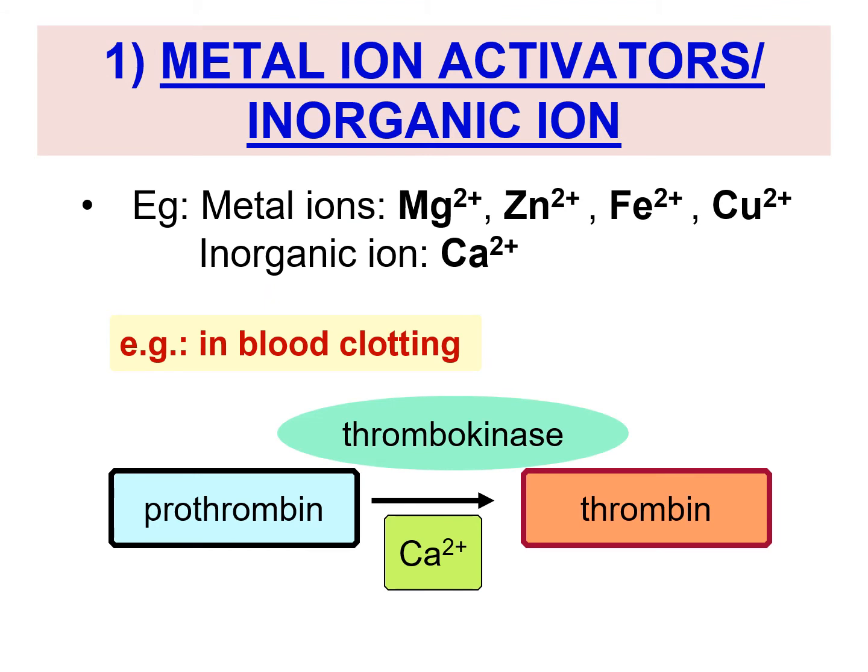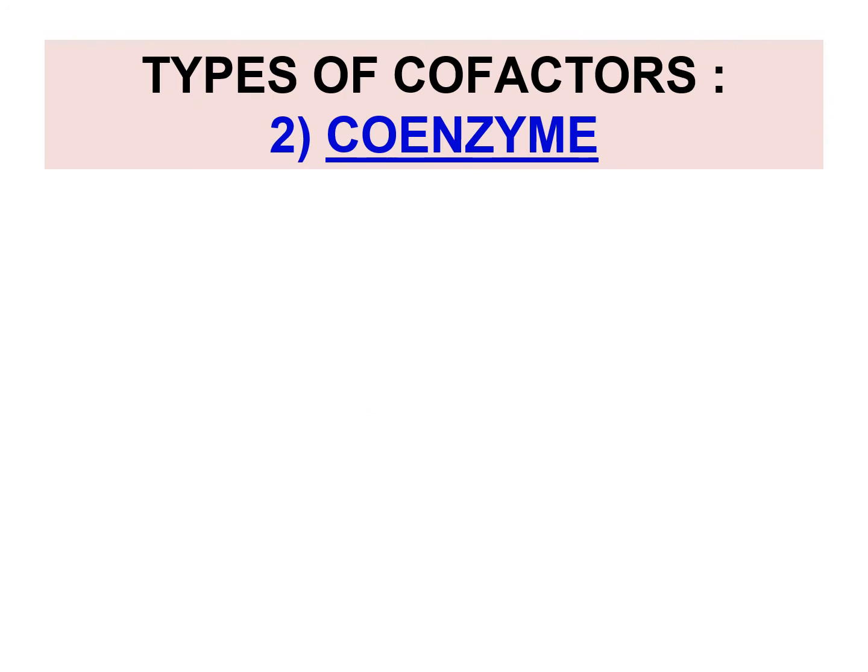An example of metal ions that act as cofactors are magnesium, zinc, ferrum, copper, and calcium. Calcium is an example of an inorganic ion. For example, in blood clotting, calcium ions are involved, which helps the prothrombin to be converted to thrombin, so the blood clotting occurs. The second type of cofactors is coenzyme.